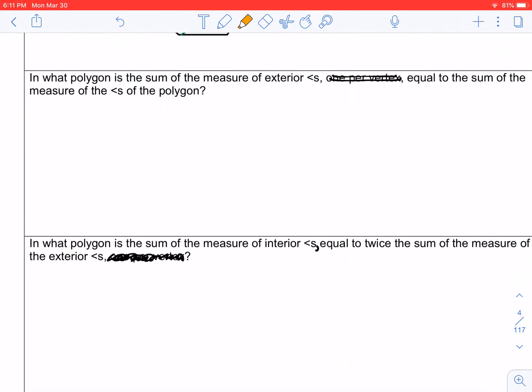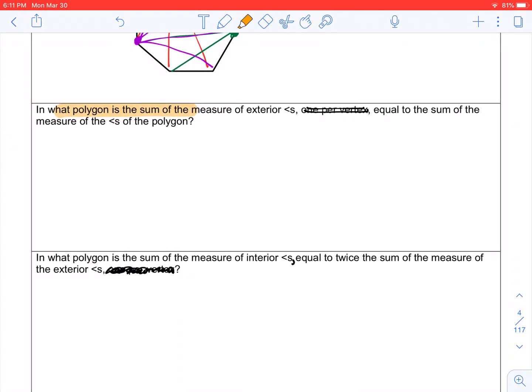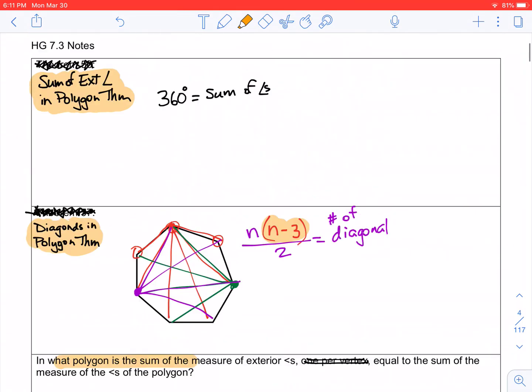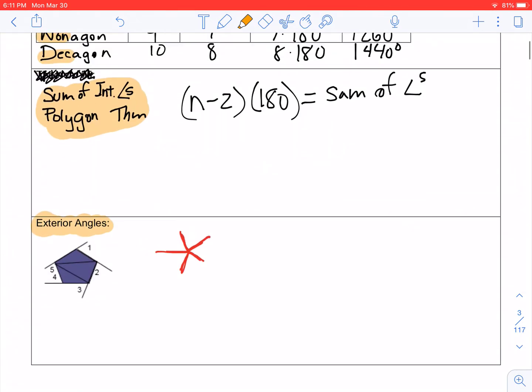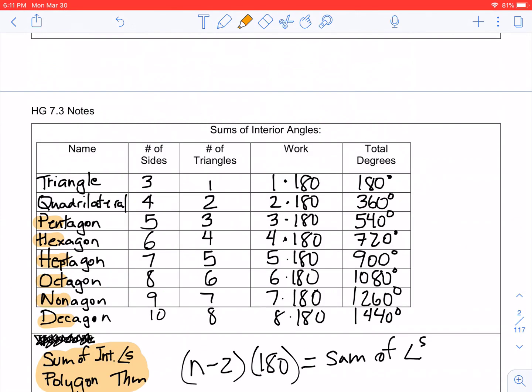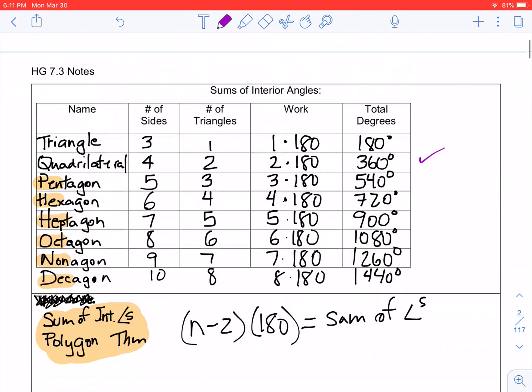Number 1, in what polygon is the sum of the exteriors equal to the sum of the measures of the interior angles of the polygon? So when do the exteriors and the interiors equal each other? Well, we know the exteriors is 360, and so we look back at our chart and we say, oh yeah, easy cheesy. We see the quadrilateral.